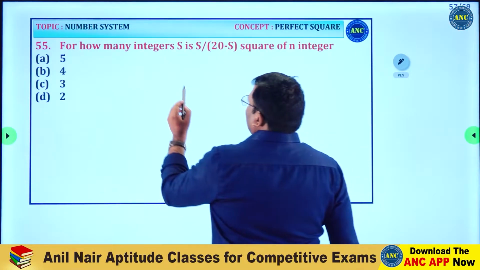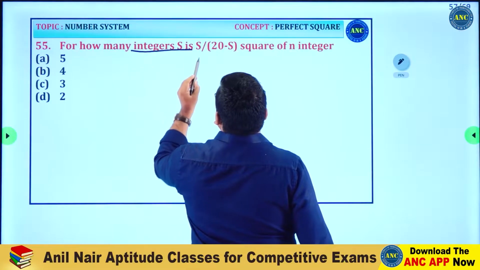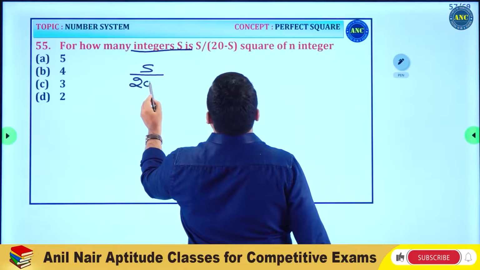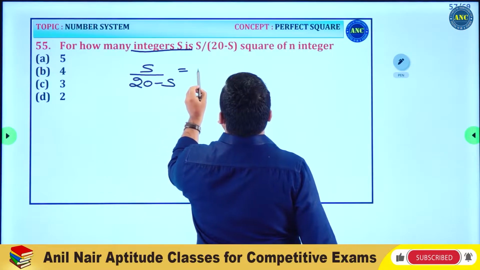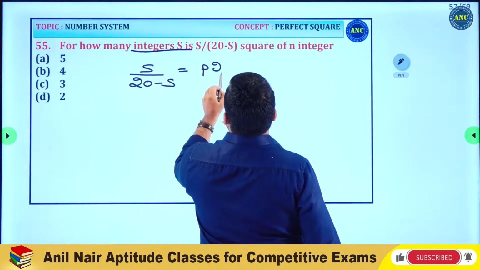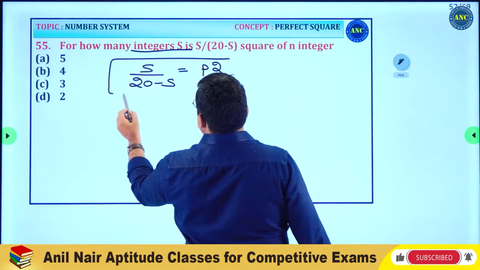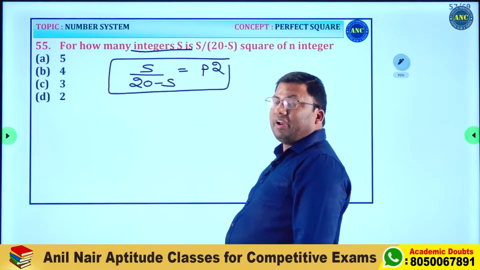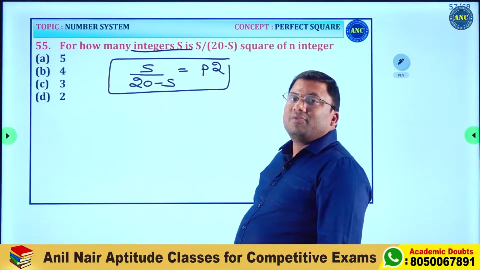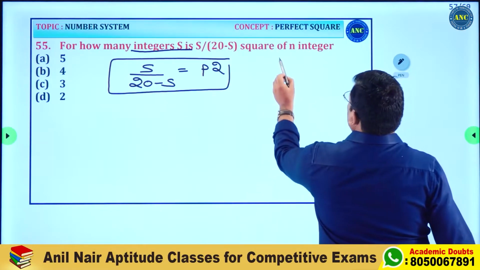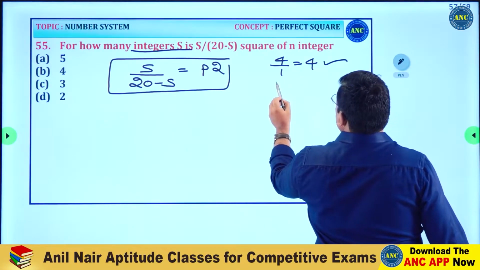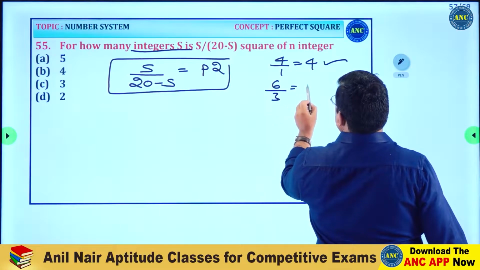Now see here, question 55. How many integers S are there such that S by 20 minus S is the square of an integer? When will a fraction become an integer? 4 by 1 is 4, it is an integer. 6 by 3 is 2.